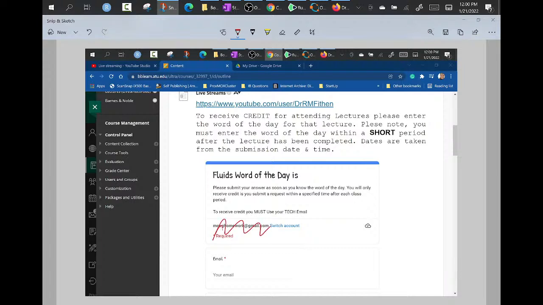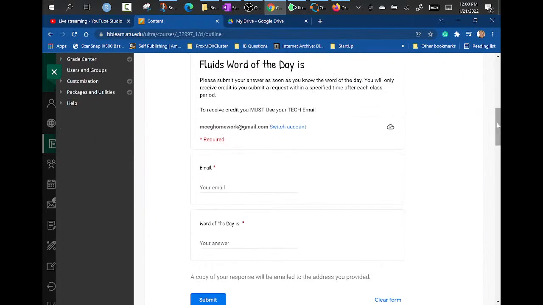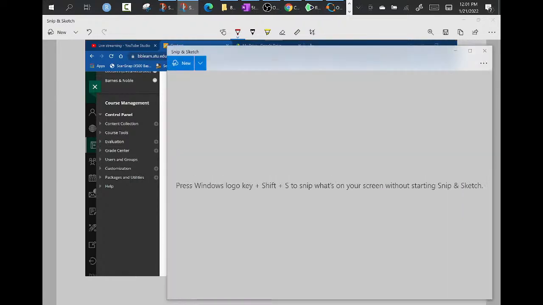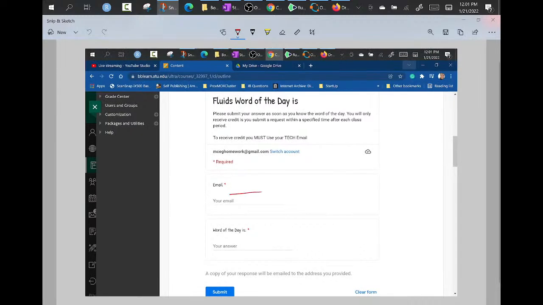It's just, if you want to save a copy to your Google account of your response, that's fine. Now you're going to get an email back with your response anyway, so I don't think it's that important per se. But fill out this form. It's pretty simple. Oh, it opened a second one here. All you do is in this block, you put your email, and then whatever the word of the day you hear is what you put there.